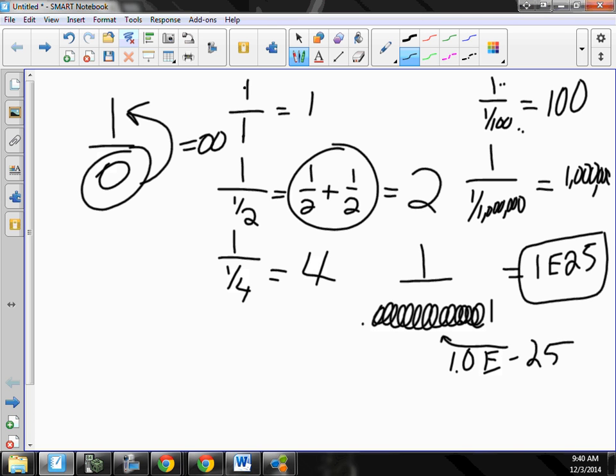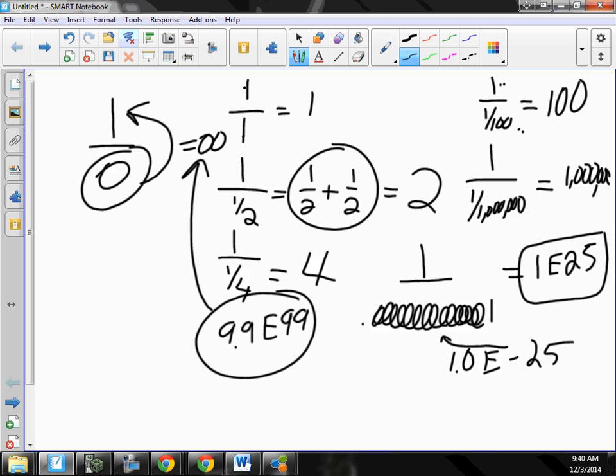So why does your calculator say error? Because calculators display numbers, and it's just not big enough. Your calculator will only go to 9.9 e to the 99. Well, what is this compared to that? Nothing. So your calculator says, forget it. I'm too lazy to calculate that number, and it gives you an error. But it's really infinity. And infinity math is super fun.